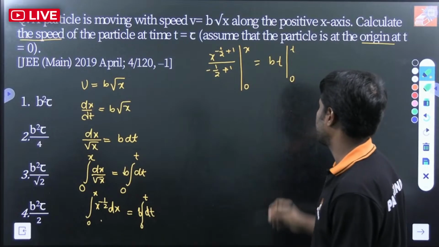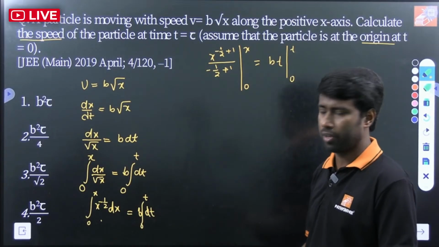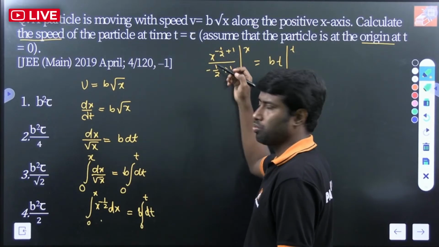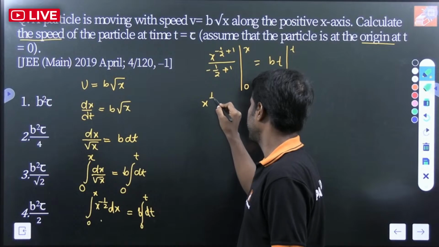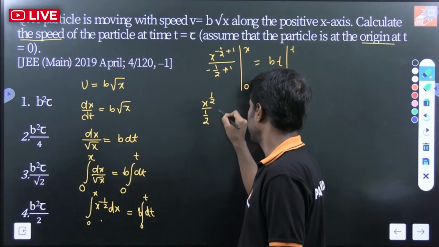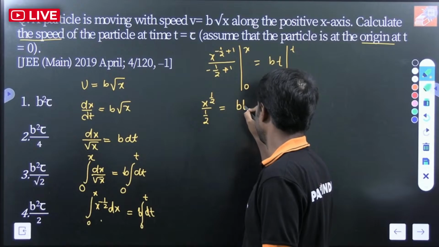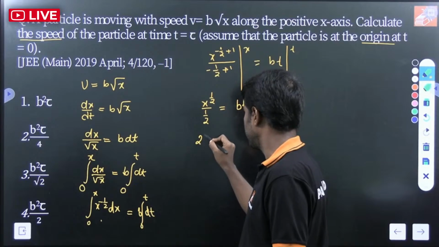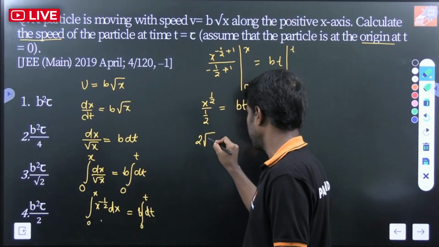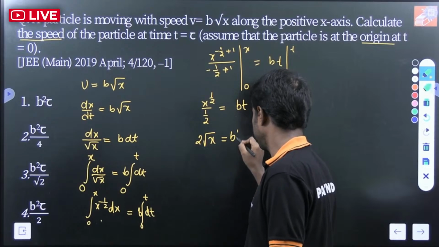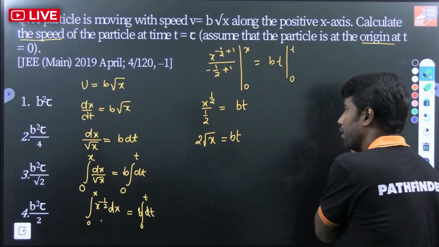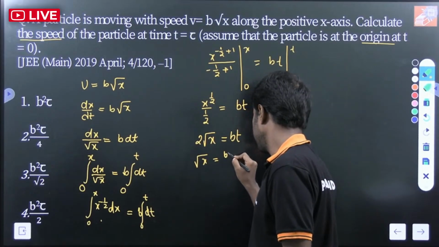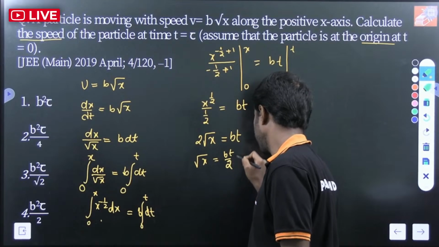When the lower limit is 0, we can put in only the upper limit. So minus 1 by 2 plus 1 is 1 by 2. That means you will get x power 1 by 2 divided by 1 by 2, and that should be equal to b into t. So that is 1 by 2, this 2 will go to the numerator. So 2 times x power 1 by 2, which is nothing but root x, equals bt. So from there we can write that root x equals bt by 2.